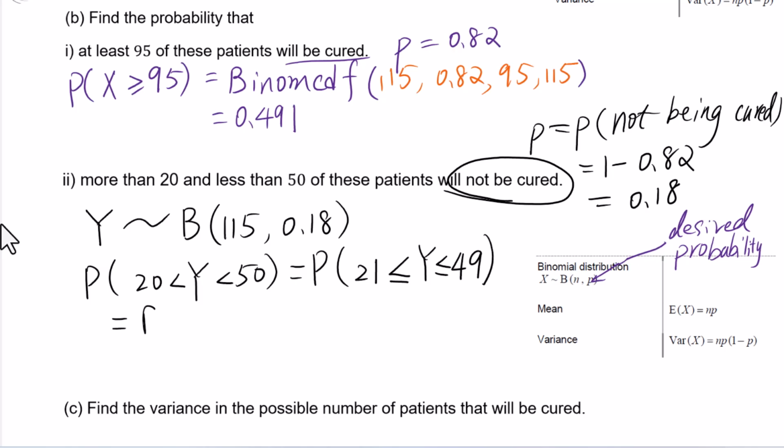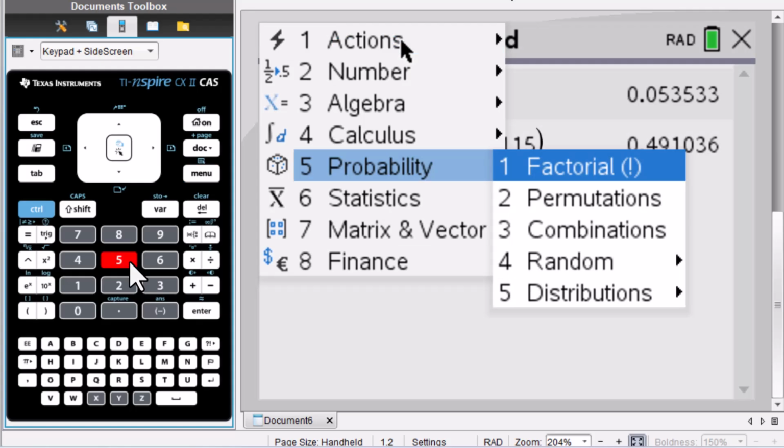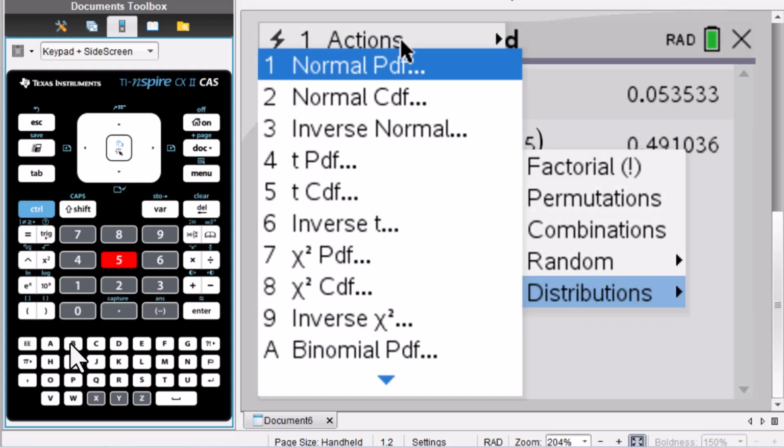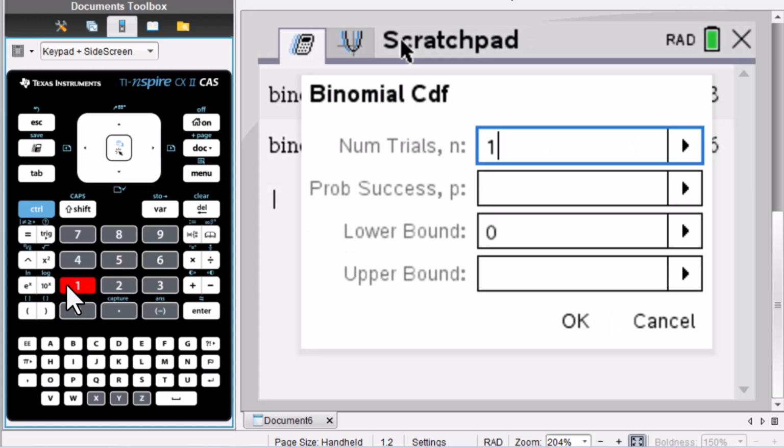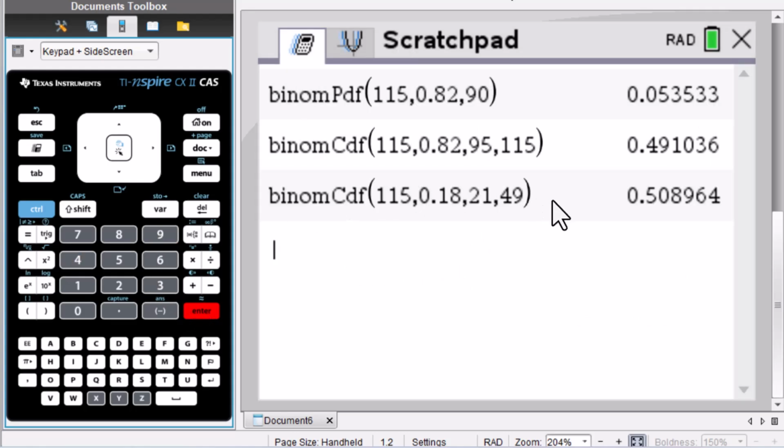Probability of Y greater than or equal to 21, less than or equal to 49. Then we go to binomial CDF. Menu 5, 5. B. 115, 0.18. Lower bound 21. Upper bound 49. Enter. Answer is 0.509.